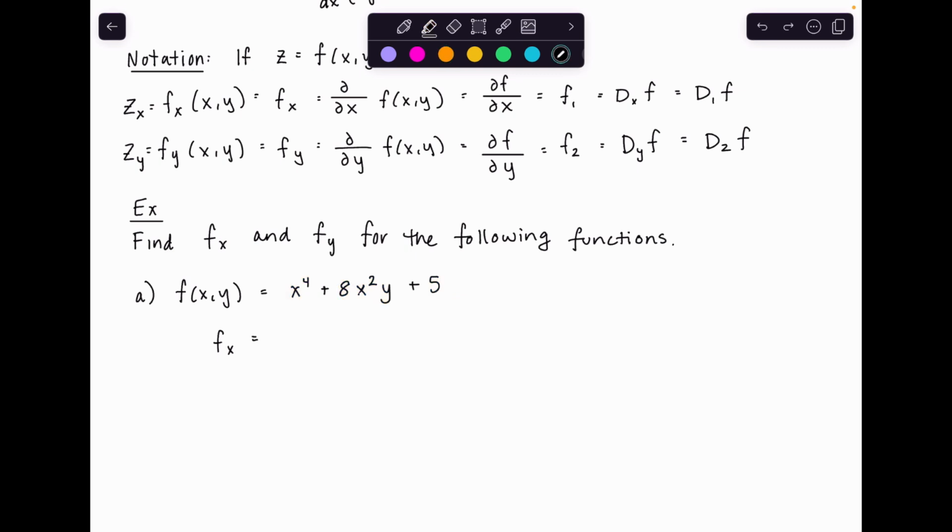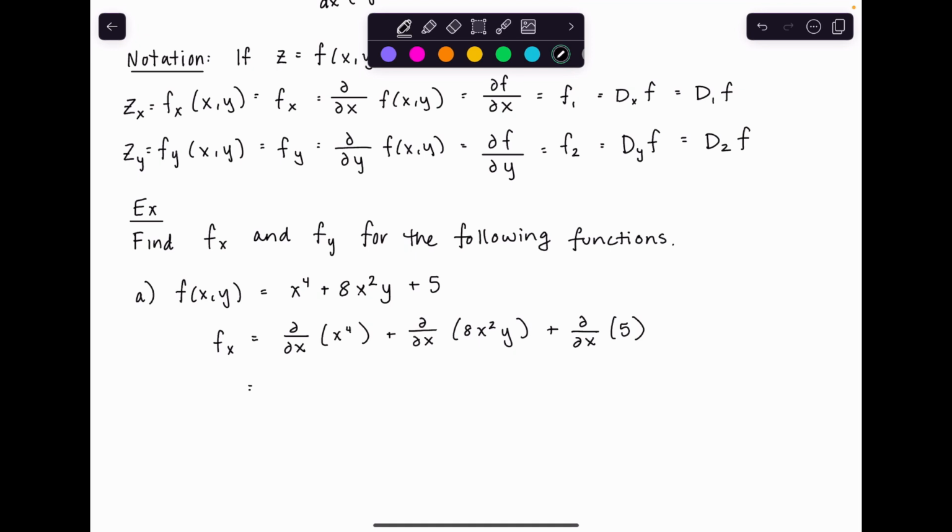It's like this is not a step you need to show in. I'm going to take the partial with respect to x of the first piece, the partial with respect to x of the second, and the partial with respect to x of the third. Okay.